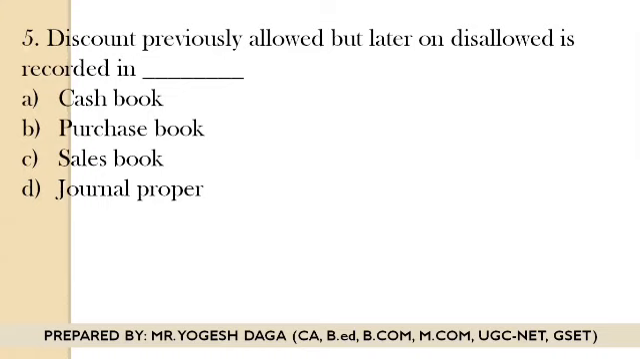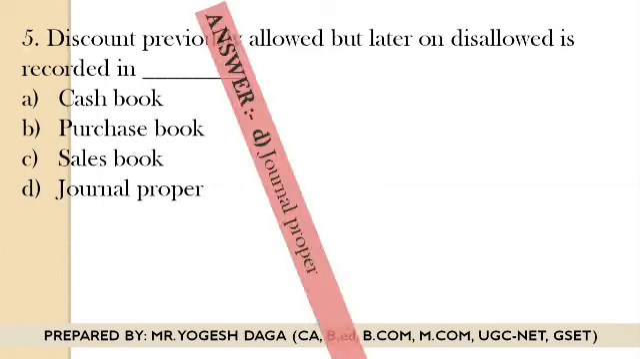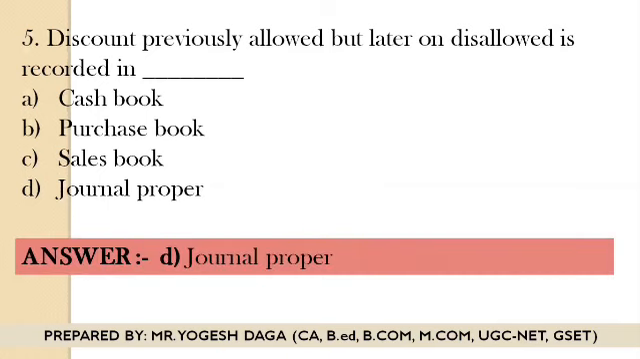So yes, the correct answer is your D option, that is the general proper book, because the cash book only records the cash transactions, the purchase book records only purchase transactions, and the sales book reports only the sales related transactions. So any type of discounts, whether we have taken a rebate or whether we have provided any type of discount, all these transactions are to be recorded in our general proper book. So the correct answer is the general proper book.